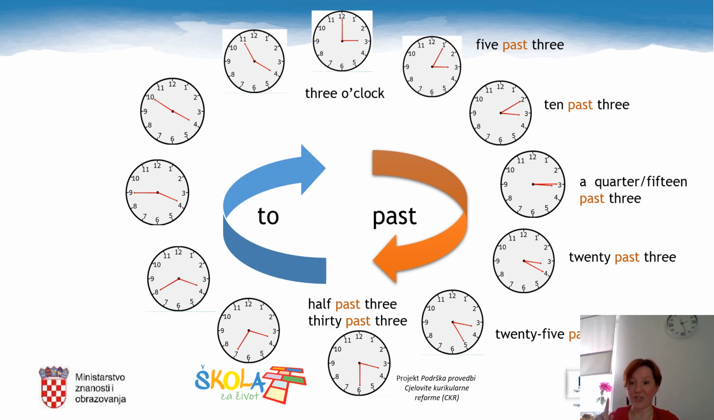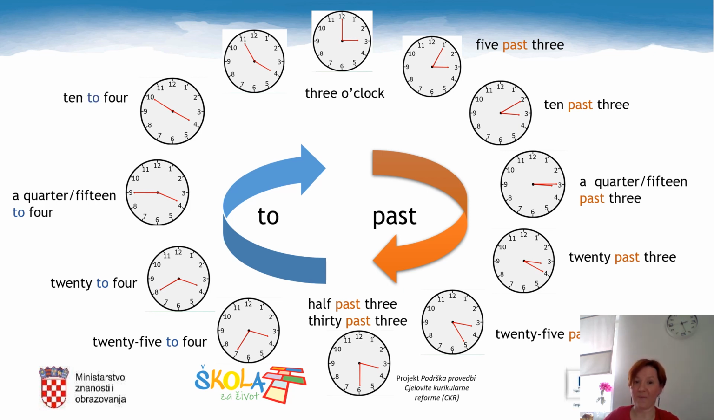Okay, now watch out. We are going up. It is 25 to 4. It is 20 minutes to 4. A quarter or 15 to 4. 10 to 4. 5 to 4. And I didn't put it here, but you can have 4 minutes to 4, 3 minutes to 4, and so on until you come to 4 o'clock.